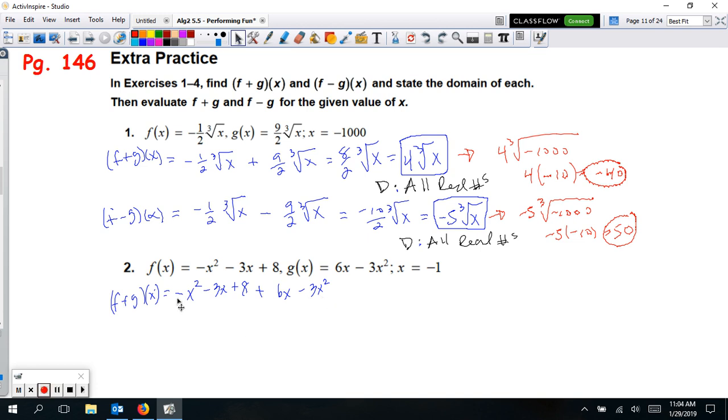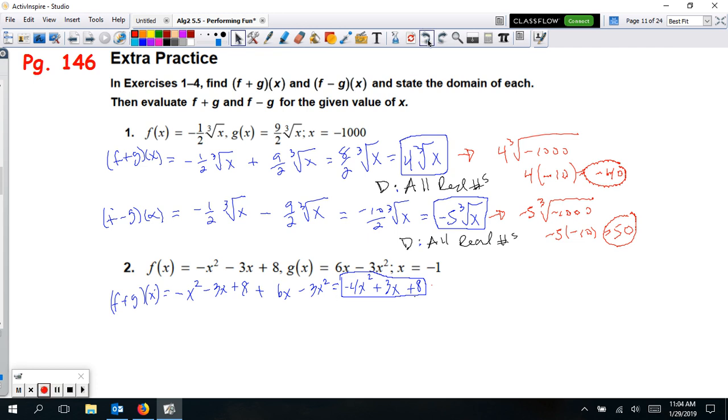So for x squared, I got a negative 1 there and a negative 3 here. It makes negative 4. The x ones, I got a negative 3 and a positive 6. That makes a positive 3x. And then I also have a plus 8 to include. So there's our final answer for this function. The result would be negative 4x squared plus 3x plus 8 for adding these together. Just combine like terms.